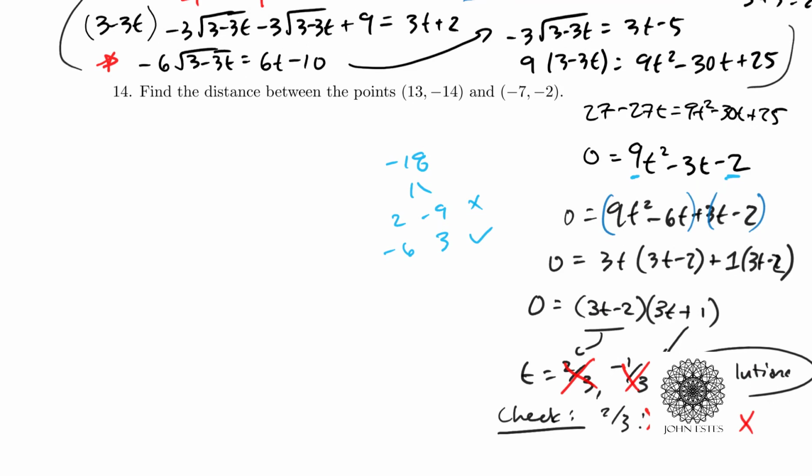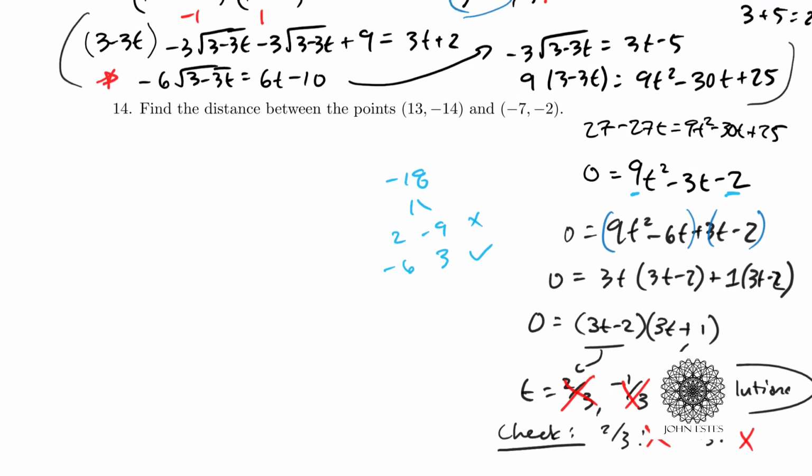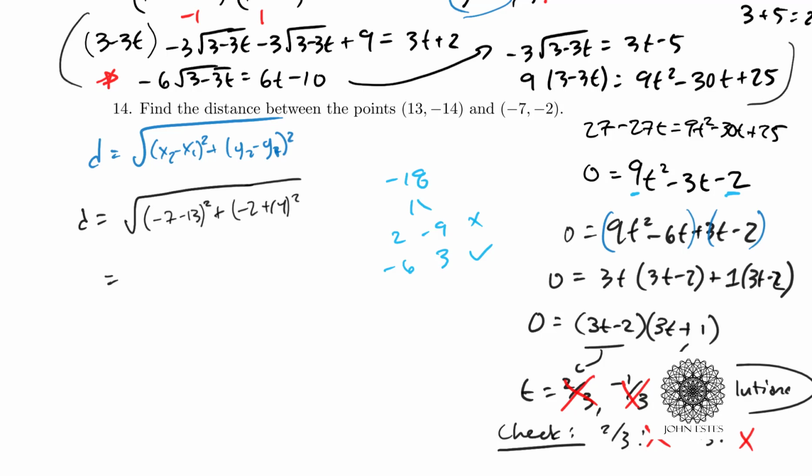Okay, now let's move on to number 14, finding distance. Well, we just have to remember the distance formula, which says the difference of the x's squared plus the difference of the y's squared. And so this is just a matter of plugging in our points appropriately. So negative 7 minus 13 gives me negative 20. So I get 20 squared, which is 400. And then negative 2 plus 14 is 12. 12 squared is 144. So I end up with a distance of square root of 544.